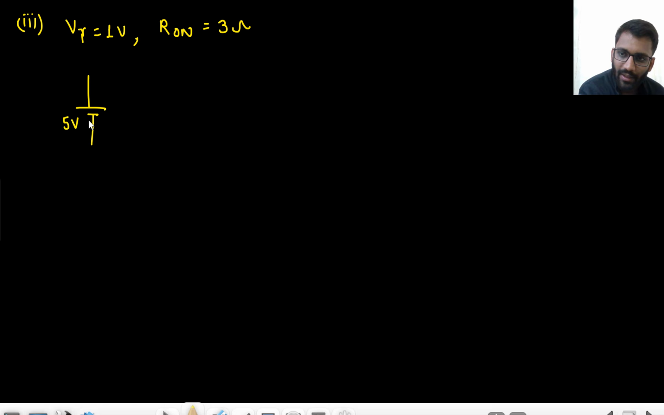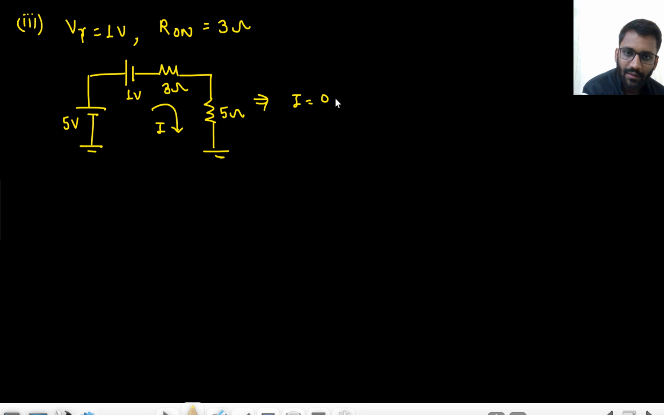Now the third is the diode has V gamma equals 1 volt and R on is 3 ohm. I have a battery of 5 volt here. How will I replace the diode? I will consider that diode to be on. So if I consider that diode to be on, 1 volt battery and 3 ohm resistance, right? And 5 ohm resistance I am having here. So what will be the value of current I? From here, the current I get is 5 minus 1, 4 by 8. That means 0.5 ampere.